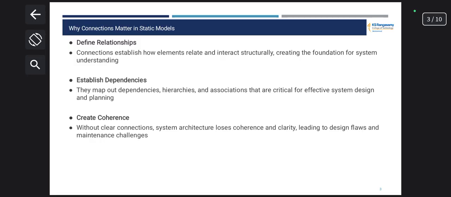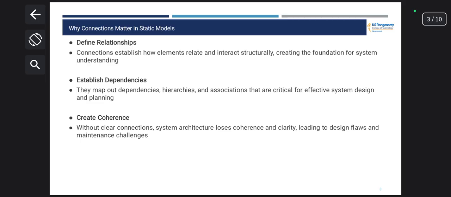So imagine designing a car where each part exists but none are connected properly. The wheels, engine, and body would be meaningless if they don't interact correctly. Similarly, in software, unclear connections lead to bugs, code problems, and maintenance nightmares. Clear connections make the system modular, easier to test, and scalable. So this is known as connections.